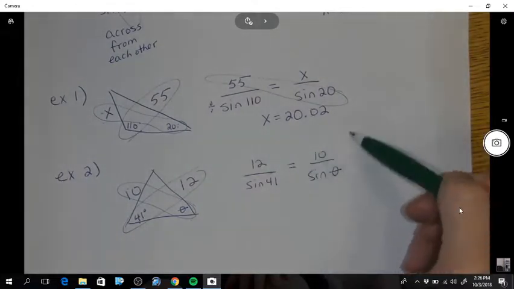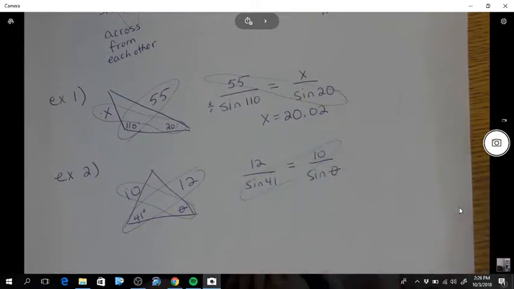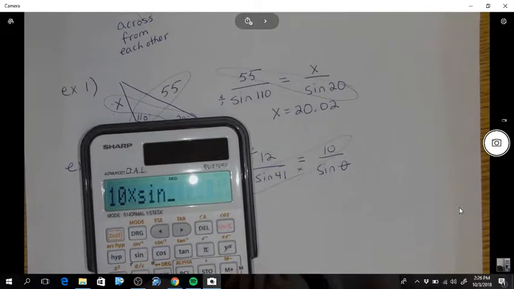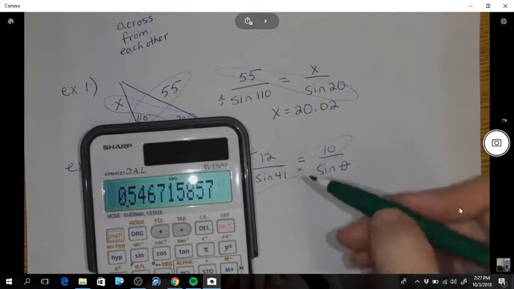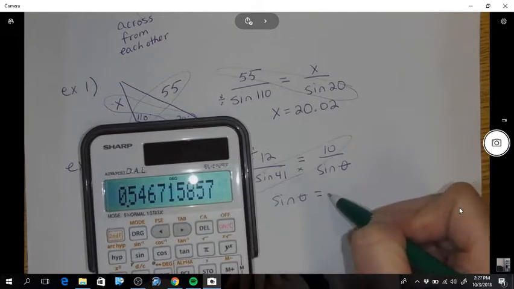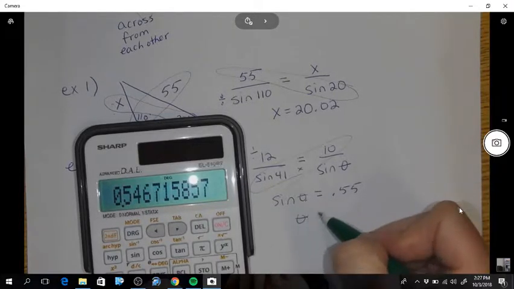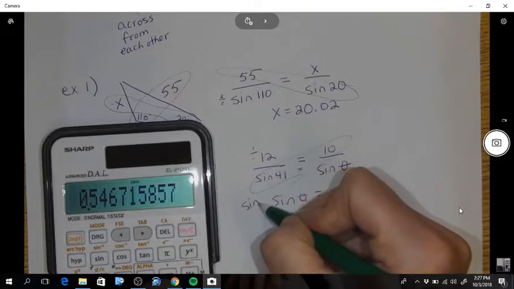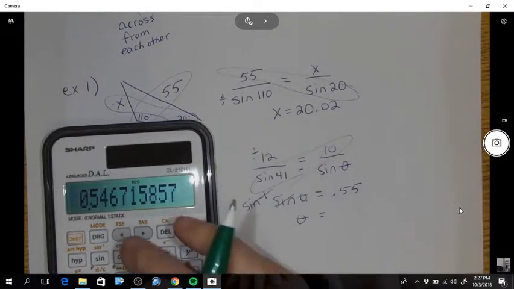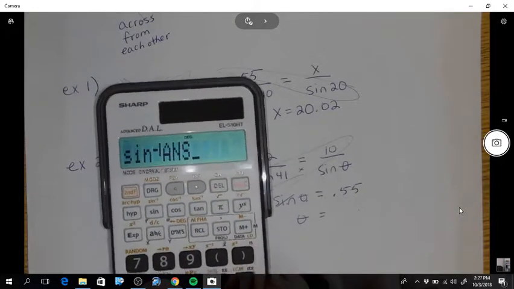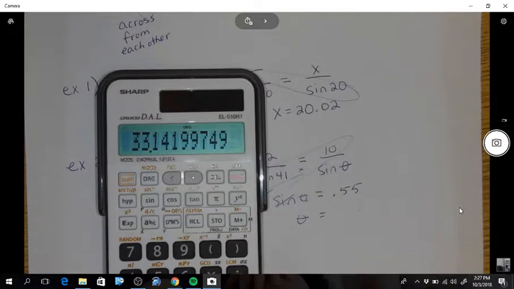Cross multiplying, what matches up? So I'm going to times those, and I'm going to divide by 12. Okay, so we got 10 times sine 41 divided by 12 equals, okay, but that's not my angle. That is what my sine angle equals. So how do I get my angle? I get rid of the sine by sine inversing. So I'm going to find second sine of my answer, and I get 33.1 degrees.